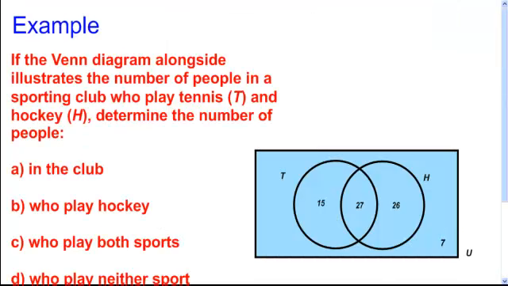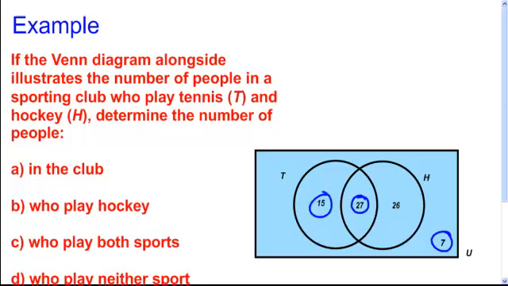We can use Venn diagrams to figure out numbers of people, which then means in turn you can find some individual probabilities. So if you take a look at this Venn diagram, I'm just going to talk about a couple of pieces of information. T is tennis, H is hockey. So if I look at the whole picture, there are 7 individuals that are outside here, which means 7 of the people that were in this sporting club are not in tennis or hockey. 27 are in the middle, so 27 play tennis and hockey both.